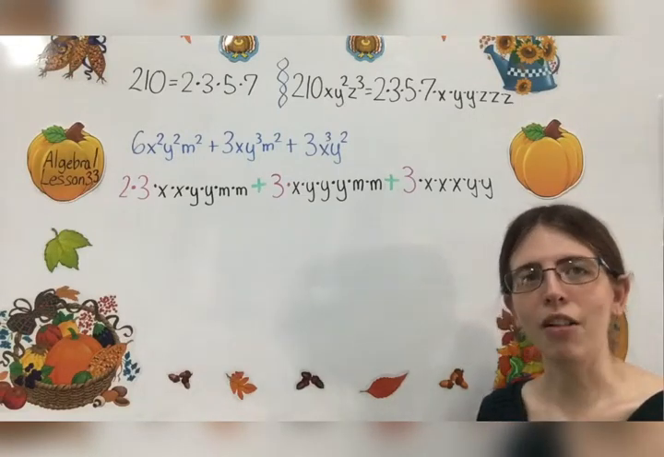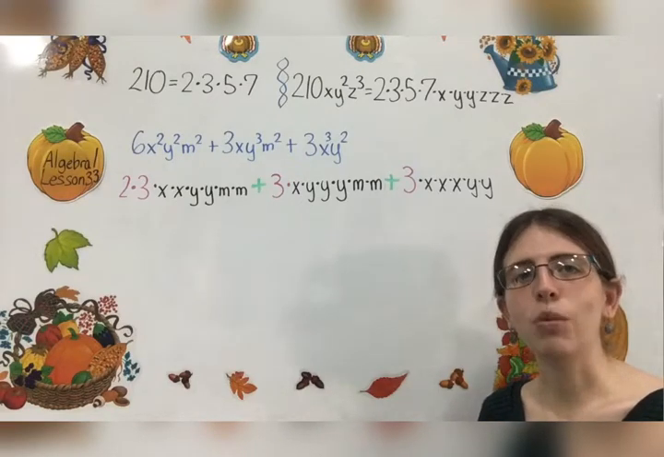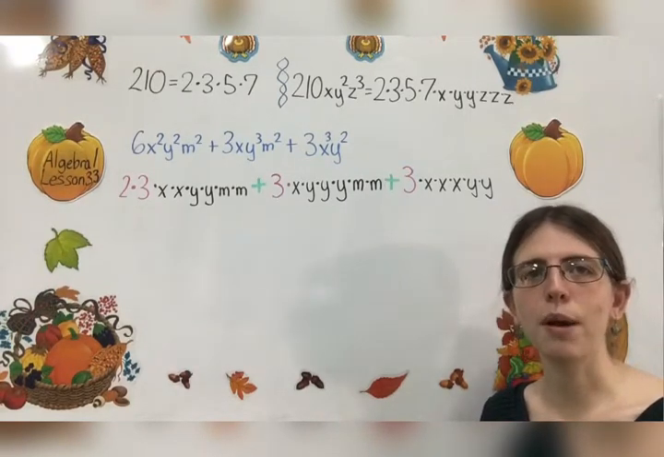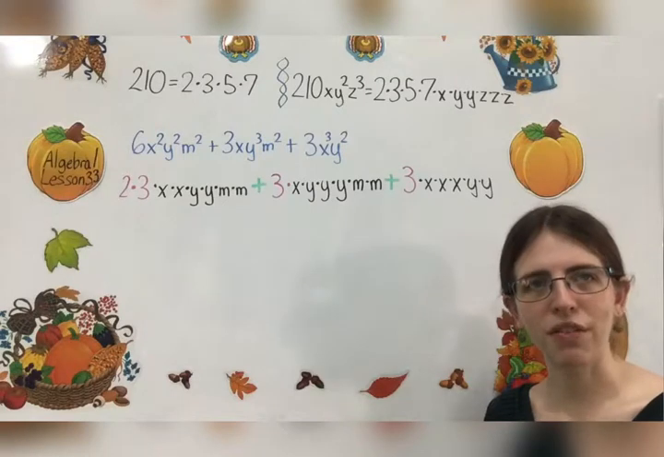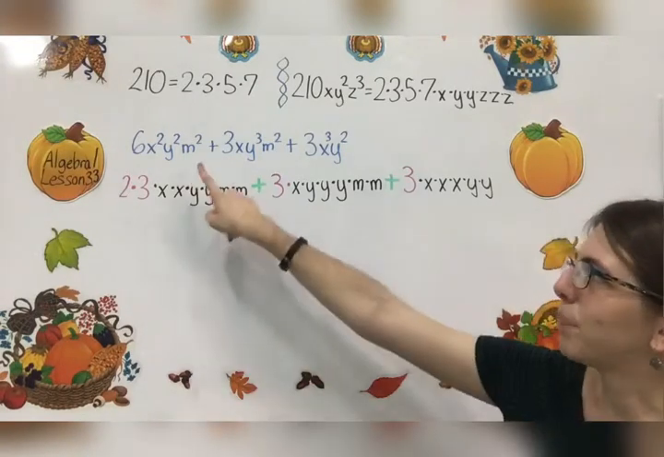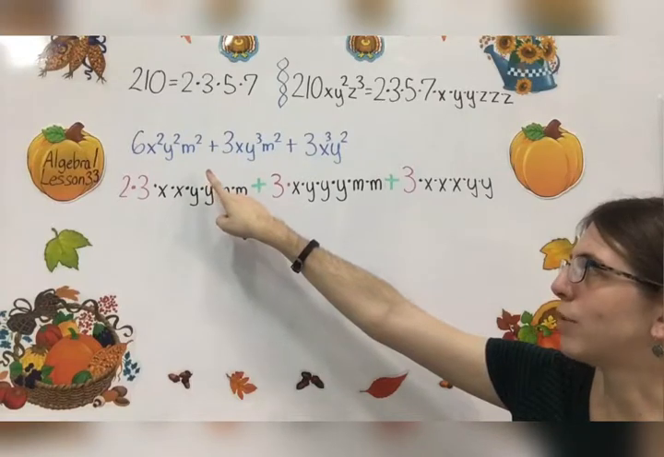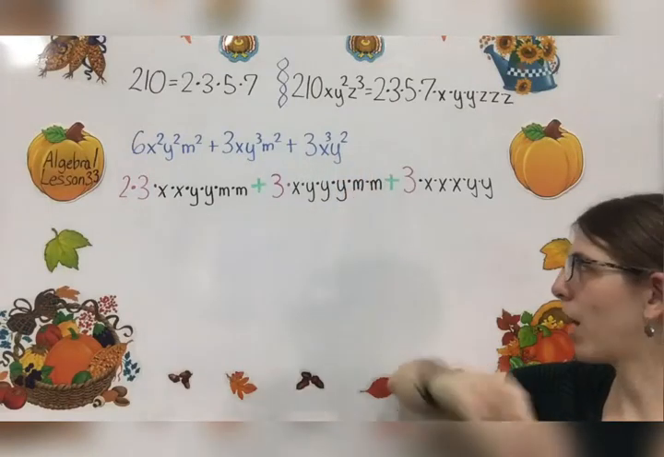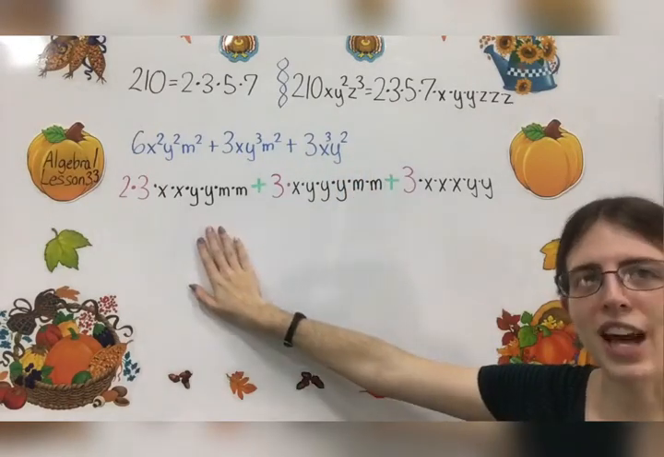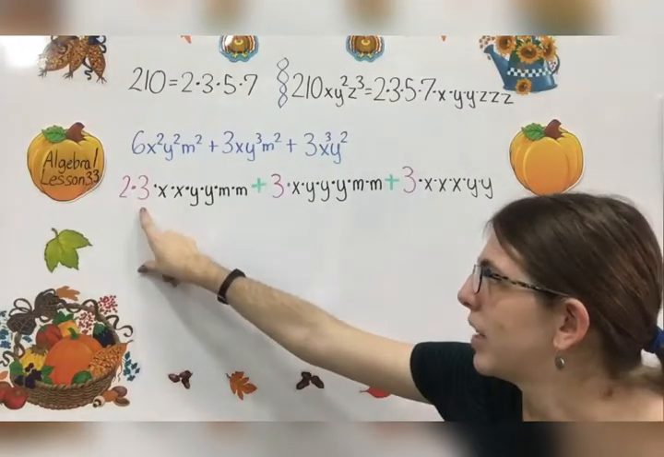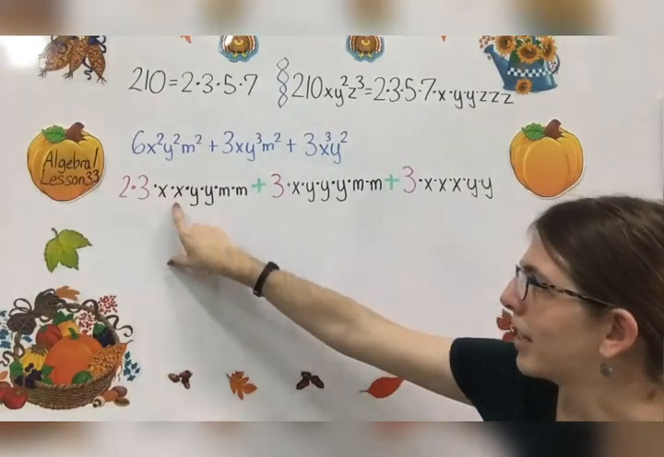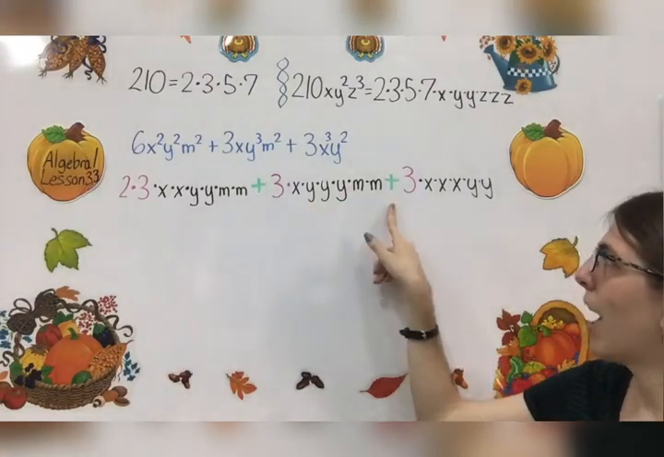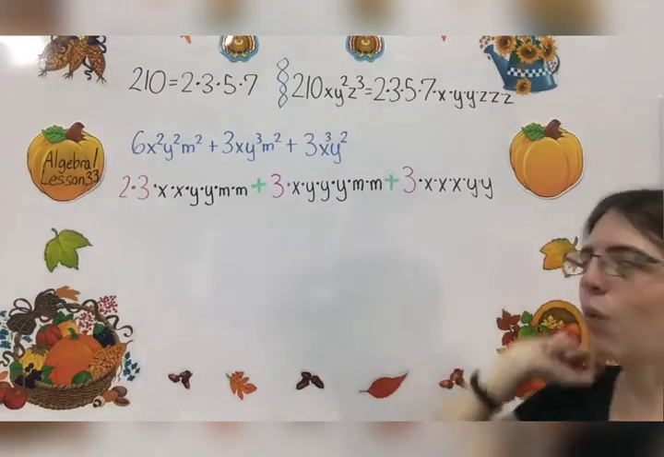I can use my knowledge of these factors in order to find the greatest common factor of several terms that include both letters and numbers for their factors. Okay, let's look at this example. 6x squared y squared m squared plus 3xy cubed m squared plus 3x cubed y squared. If I were to write this out according to its algebraic factors, I would have 2 times 3 for 6, 2 x's, 2 y's, 2 m's. Then I have 3, 1 x, 3 y's, 2 m's, a 3, 3 x's, and 2 y's.